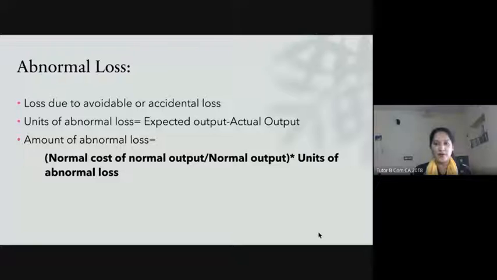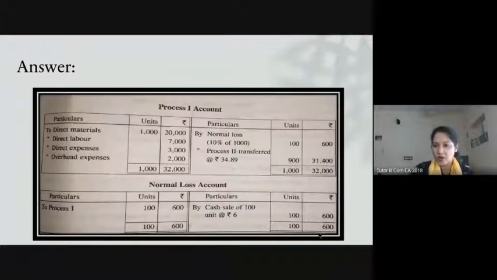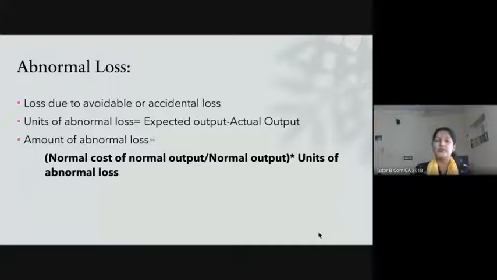Now, the amount of abnormal loss is computed using the formula given in front of you. That is the normal cost of normal output, divided by normal output, into units of abnormal loss. For example, in our previous example, the normal cost was 31,400, normal output was 900, and the units of abnormal loss were 100. So it would be 31,400 divided by 900, into 100. That's how we do it.